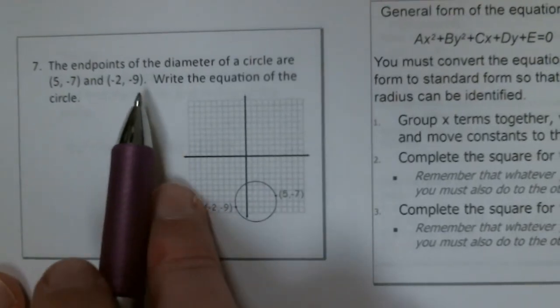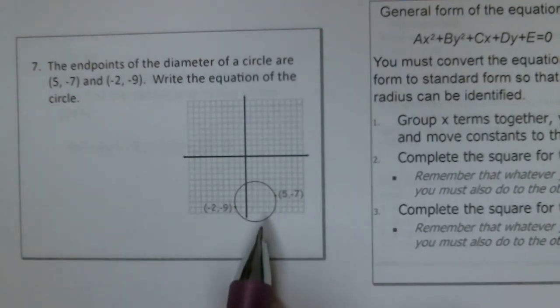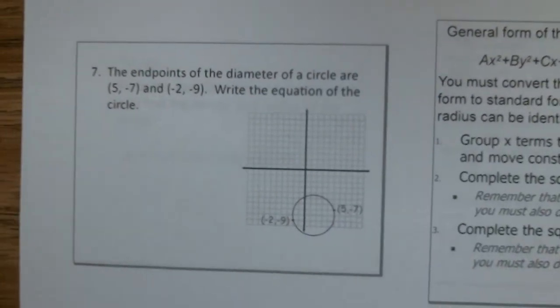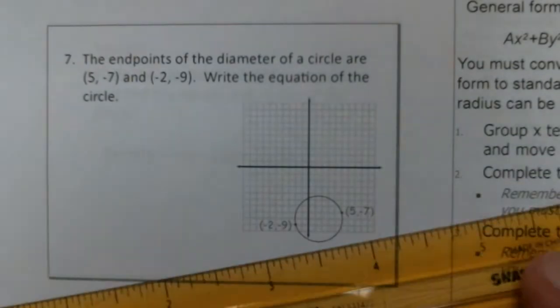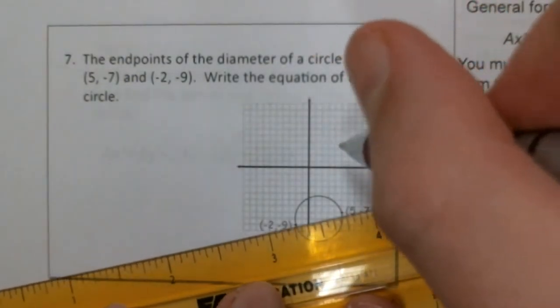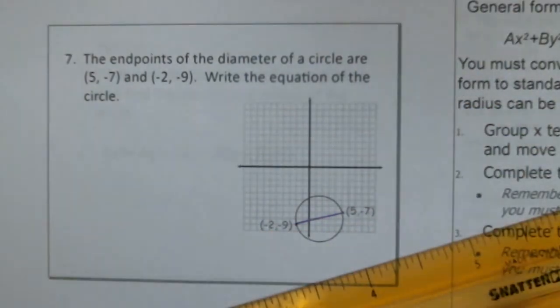Okay, so we have 2 points on the circle. I don't have either of them. I don't have the center or the radius. So how do you think I'm going to solve this problem? Well, why don't we connect the 2 points? Okay, so there's the distance between the 2 points.